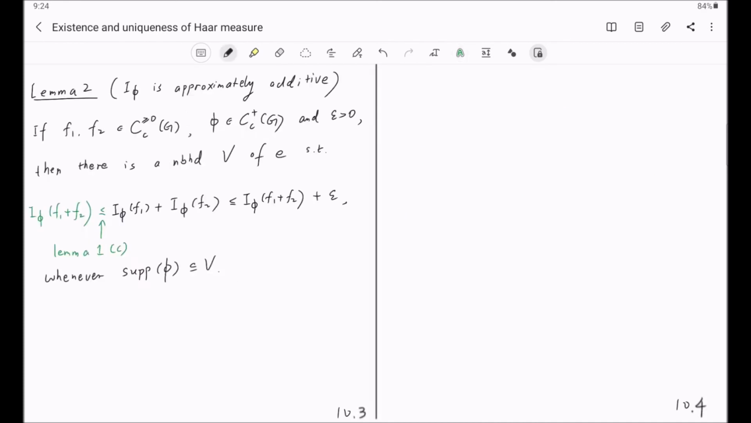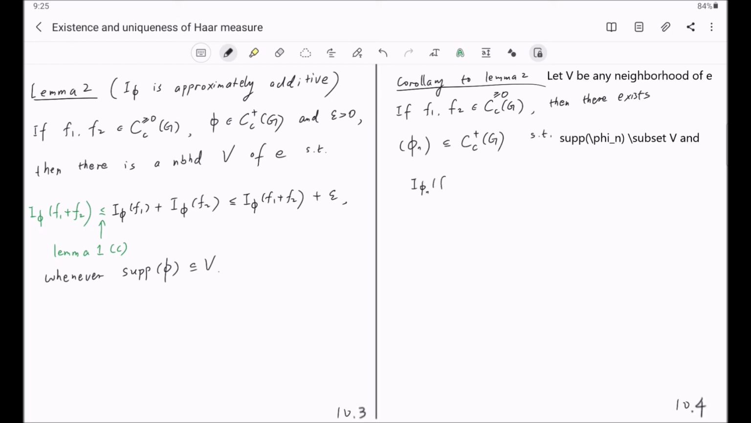At this point, let me quickly mention a corollary to lemma 2. If f1 and f2 are in C_c plus G and non-negative, then there exists a sequence of phi sub n's contained in C_c plus G such that I sub phi n of f1 plus I sub phi n of f2 minus I sub phi n of f1 plus f2 converges to 0 as n goes to infinity.